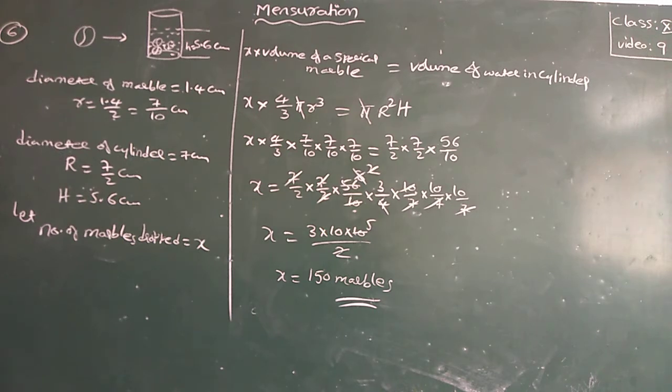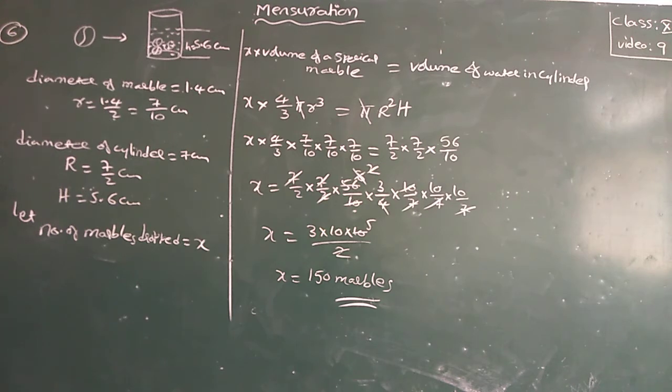X into 4 by 3 into pi r cube is equal to pi r square h. Pi cancels. 4 by 3 into 7 by 10 into 7 by 10 into 7 by 10 is equal to 7 by 2 into 7 by 2 into 56 by 10. Now transpose all values except x, make x the subject. 7 by 2 into 7 by 2 into 56 by 10 is equal to x into 3 by 4 into 10 by 7, 10 by 7, 10 by 7.